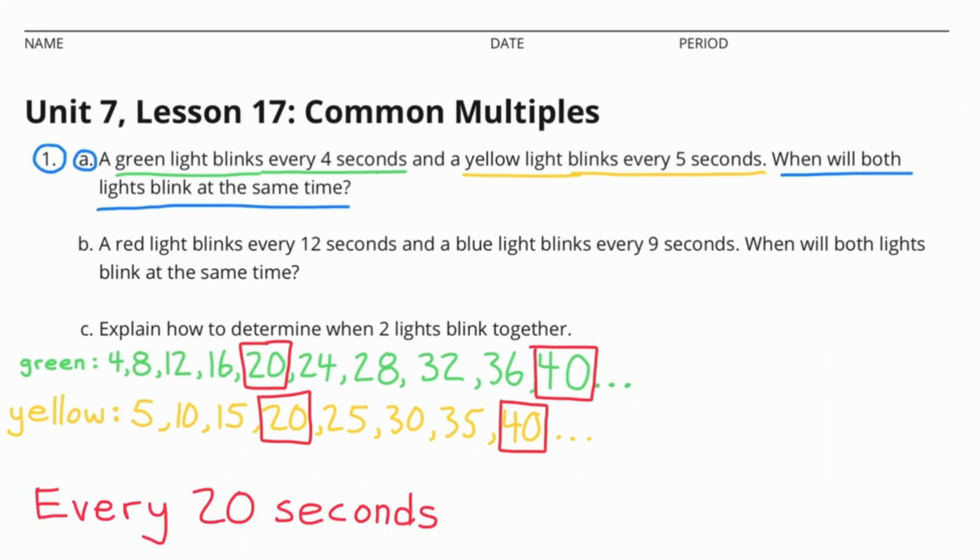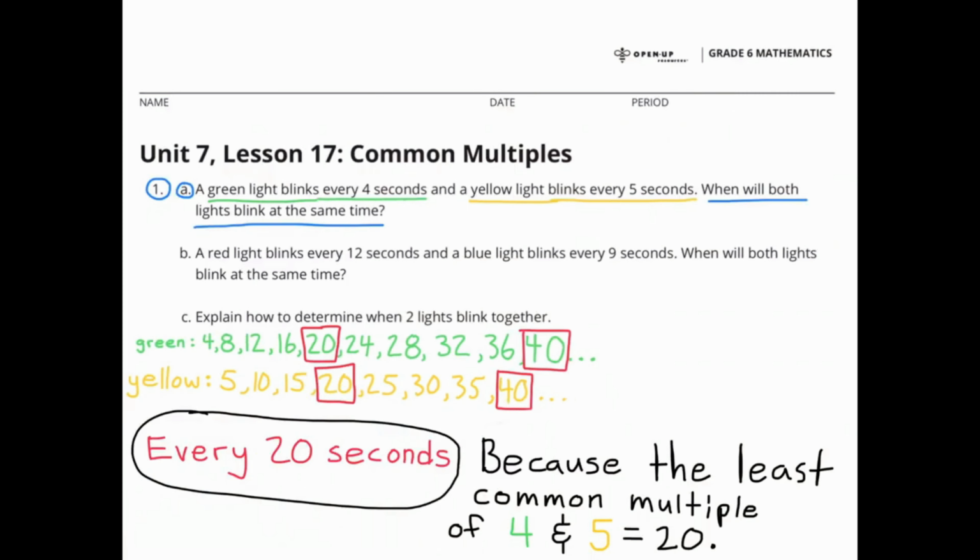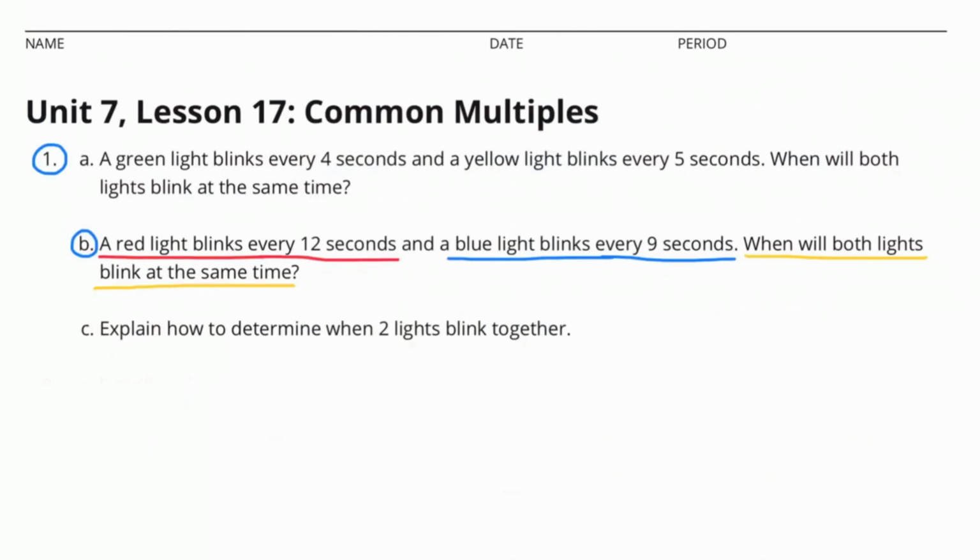The green light and the yellow light will blink at the same time every 20 seconds. 20 seconds, 40 seconds, 60 seconds, and so on. And that's because the least common multiple of 4 and 5 is 20. B. A red light blinks every 12 seconds and a blue light blinks every 9 seconds. When will both lights blink at the same time?